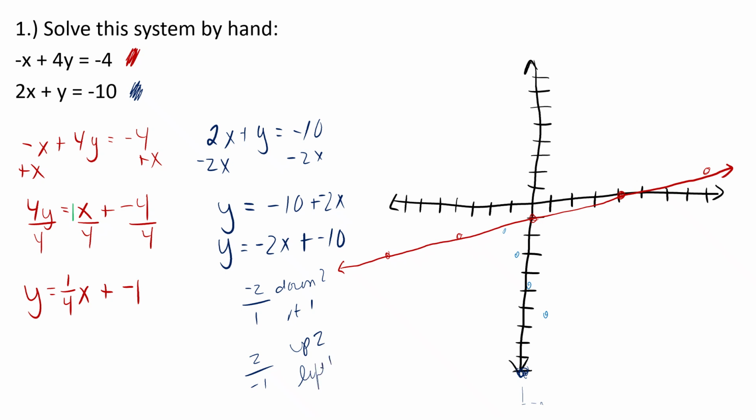So up 1, 2, left 1. Up 1, 2, left 1. Up 1, 2, left 1. Up 1, 2. Aha! I found the point we wanted. Up 1, 2, left 1, and I'm going to stop there. And connect those. We are looking for the point that makes both of them true, which looks like it will be that point right there.